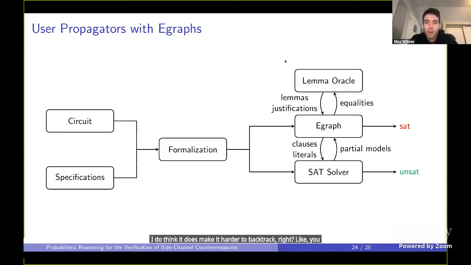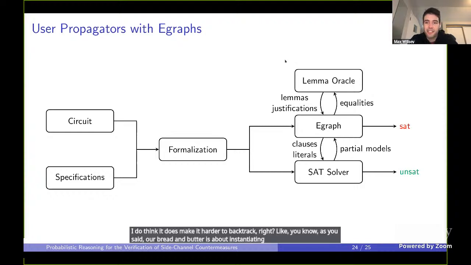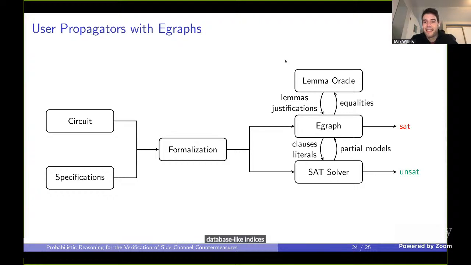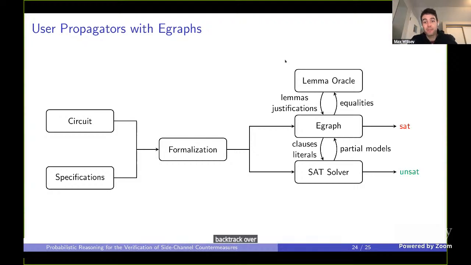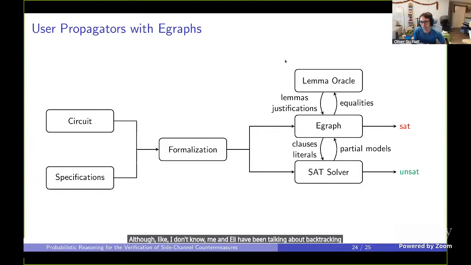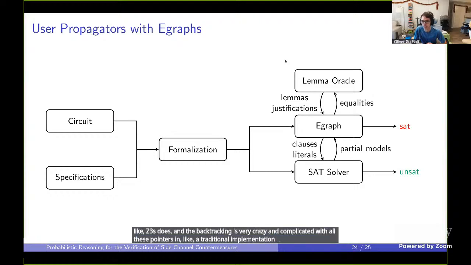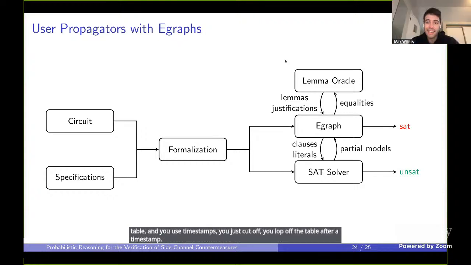As you said, our bread and butter is about instantiating quantifiers. And the reason why we are the best at it is that we build database-like indices, and we keep track of all these nice indices. Of course, that's just one more thing that we have to backtrack over, and it's probably a very expensive one. Although, me and Eli have been talking about backtracking and comparing it to what Z3 does. The backtracking is very complicated, with all these pointers in a traditional implementation. Whereas if it's all in a table and you use timestamps, you just lop off the table after a timestamp. Totally. So there are some benefits too. It's not just downside.